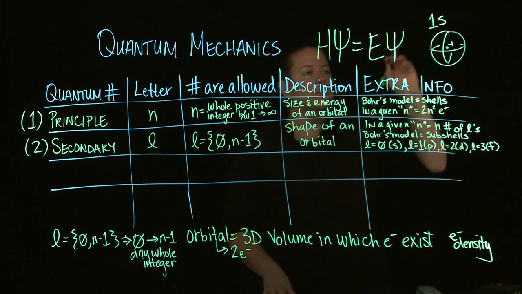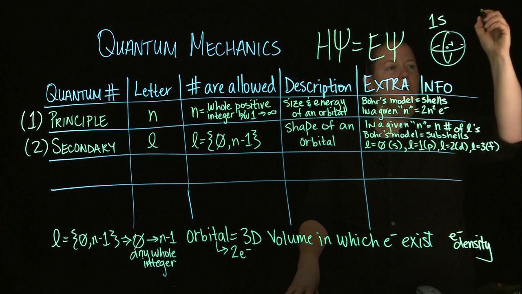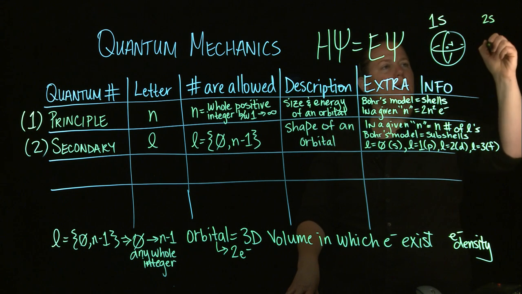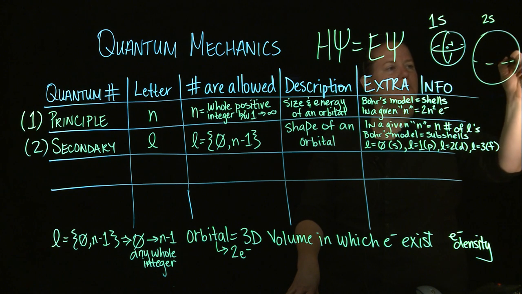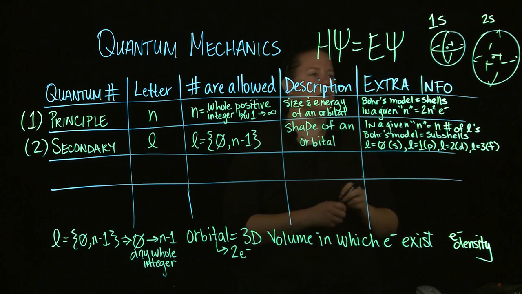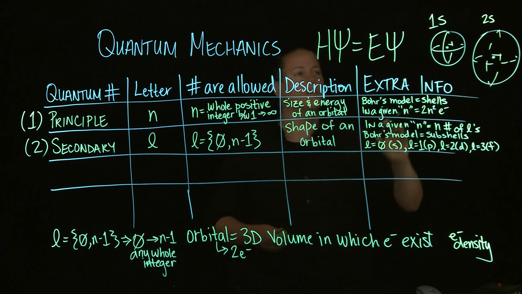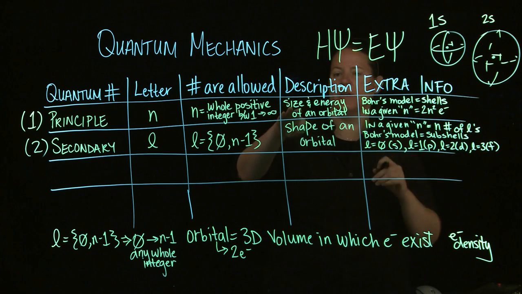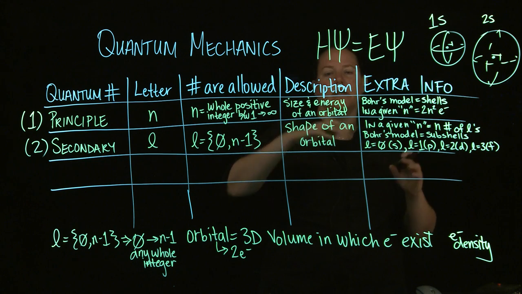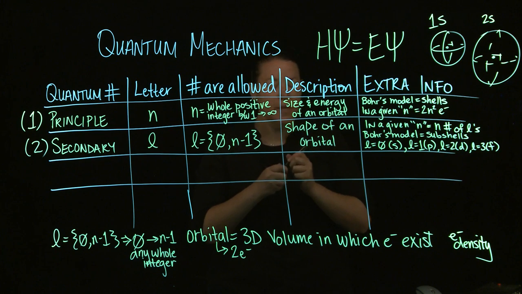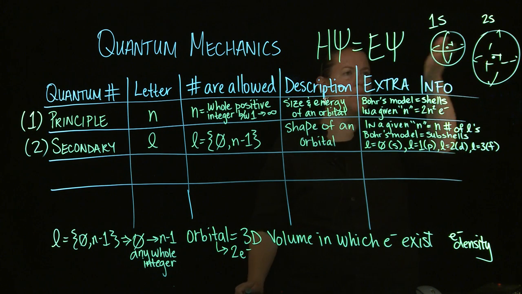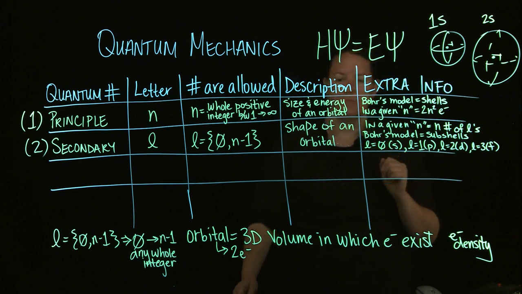Okay, so in terms of this, 1s is going to be smaller than, for instance, 2s, which I might or might not have room to do. You're going to only see part of it, maybe, and that's a horrible sphere, but you're going to cut me some slack for not having a great circle moment here. So 2s is going to be bigger, right, because n describes the size, and it's going to have higher energy because n, again, describes the energy. But they're both spheres. That's what the L is telling you, okay?